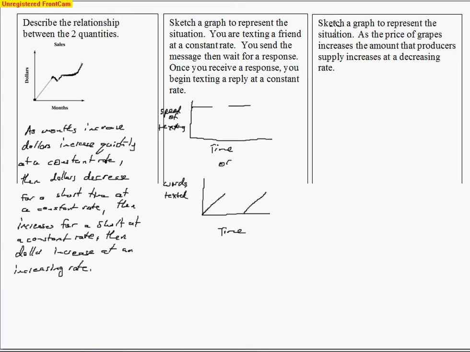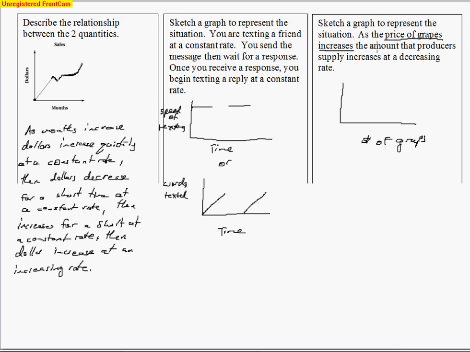And the next one, let's take a look at it. It says sketch a graph to represent the situation as the price of grapes increases. Okay, so don't worry about thinking of this as a line here. This is just meaning that they're dealing with the x-axis right there. So let's go ahead and put price, price of grapes.